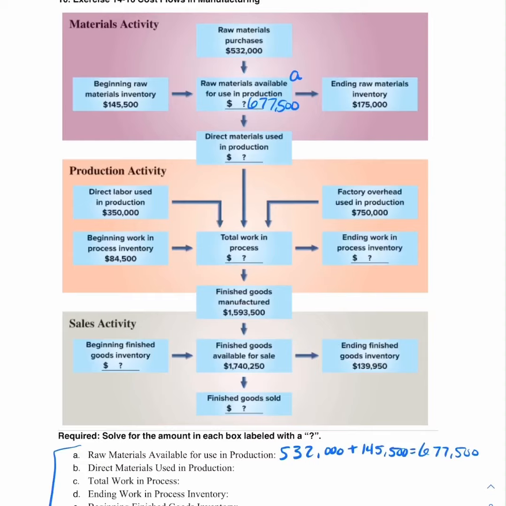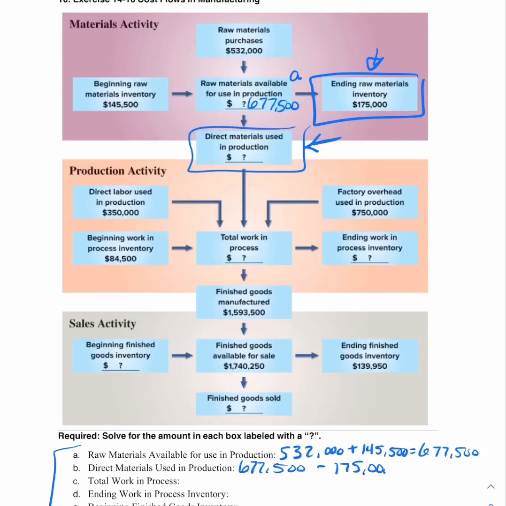Next, I need to figure out how much of those direct materials was actually used in production. So I look and I say, well, this $677,500 goes to two places. Part of it goes to right here and part of it goes there. So if I then take my $677,500 and I back out my $175, what I'll come out to is $502,500 that was actually used in production.